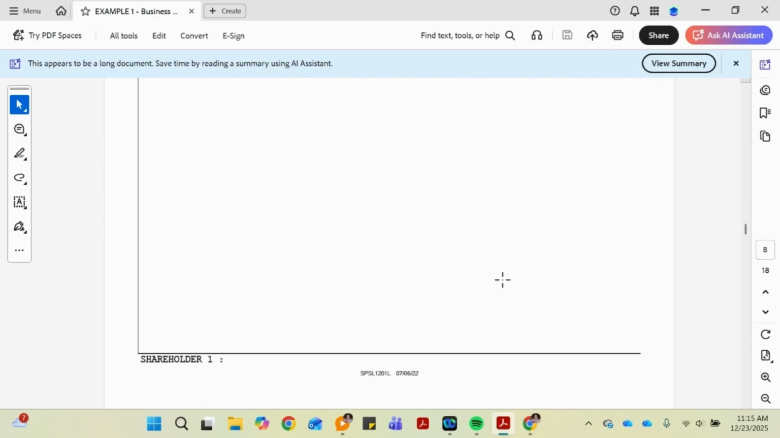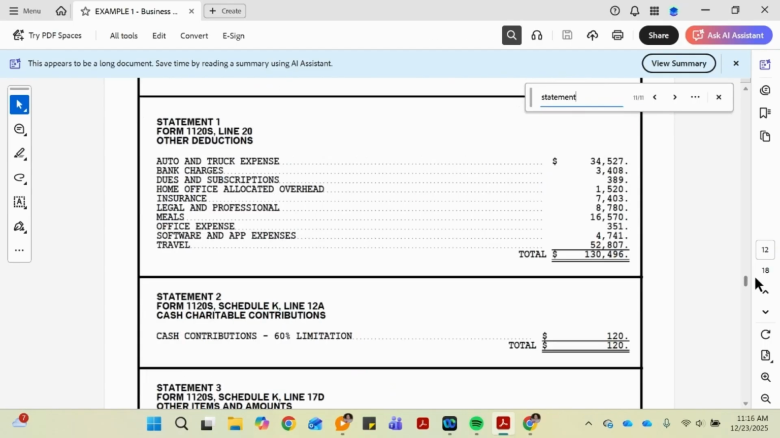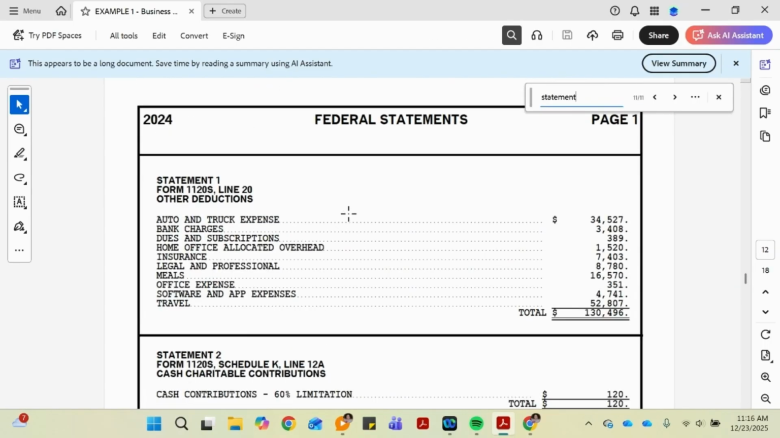Now we had talked about statement 1, so I'm going to go ahead and skip to that. Here we go. Here's all our statements. Okay, here's statement 1. The reason I'm going to check here is to see if there's anything else that I need to add or subtract from the figure I already have. Auto and truck, that sounds like a legitimate expense. Bank charges, dues, home office allocated overhead. I don't know exactly what that is, but we're not going to do anything with it.